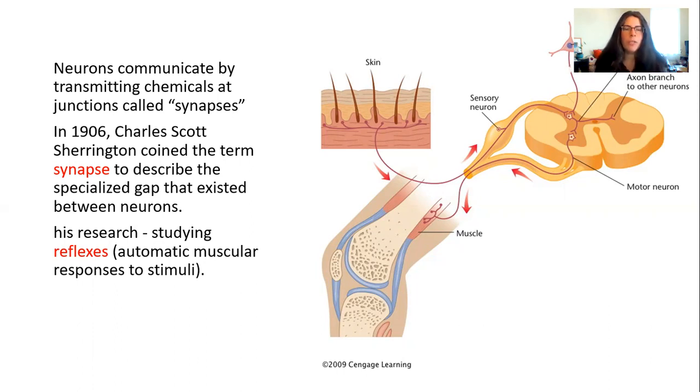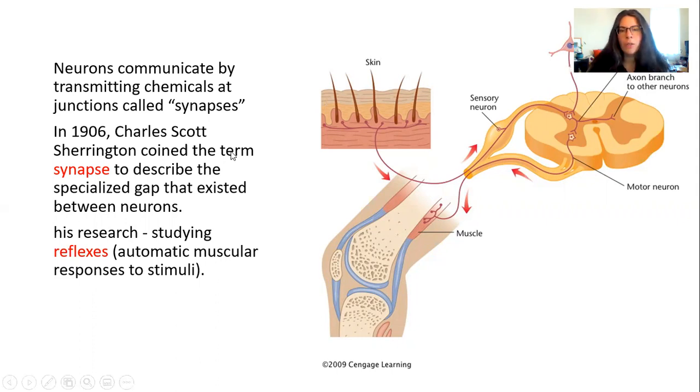And Sherrington's research was primarily studying reflexes. So we have an automatic muscular response to stimuli, right? A doctor takes that thing and taps on your knee area and your leg kicks out.